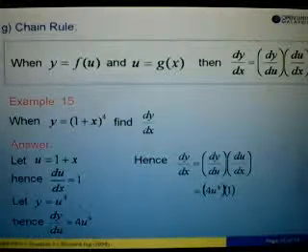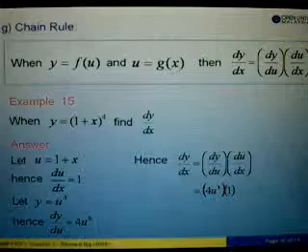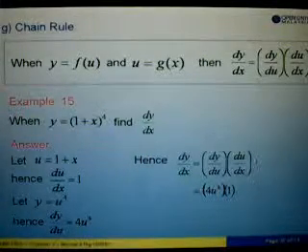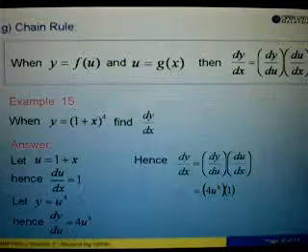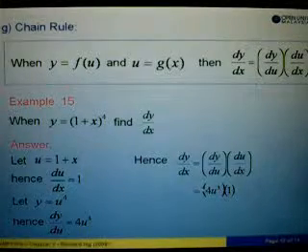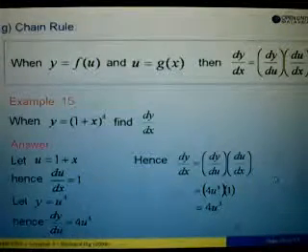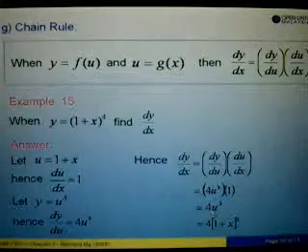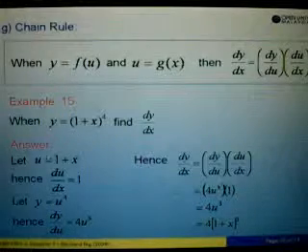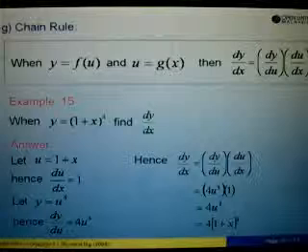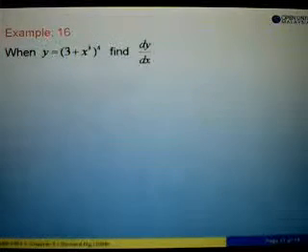Now dy over du, we have found the answer as 4u to the power 3. So we substitute into here, and then du over dx we have found as equals 1. So we substitute 1 here. Then next step, what do we do? We replace u with what? With 1 plus x. So we substitute the u with 1 plus x. Okay, so that's the answer.